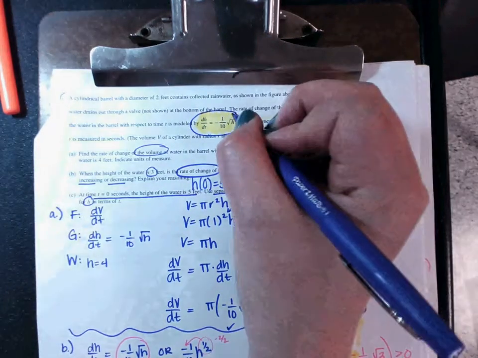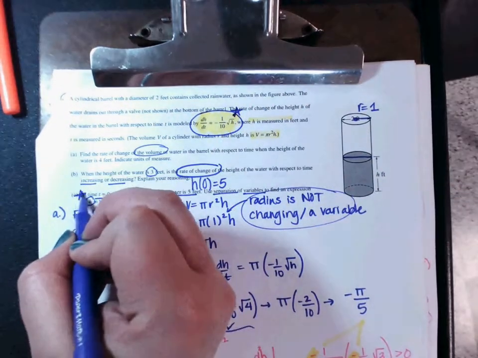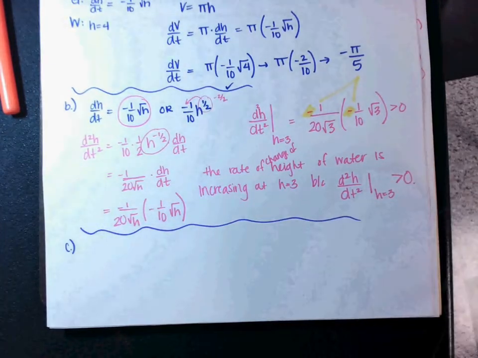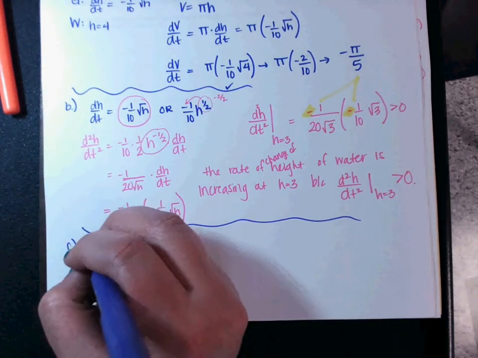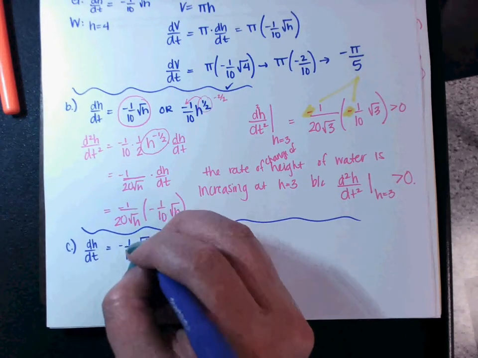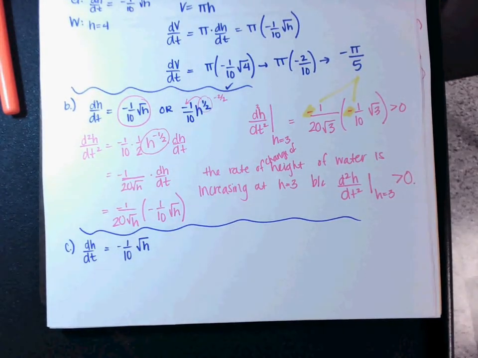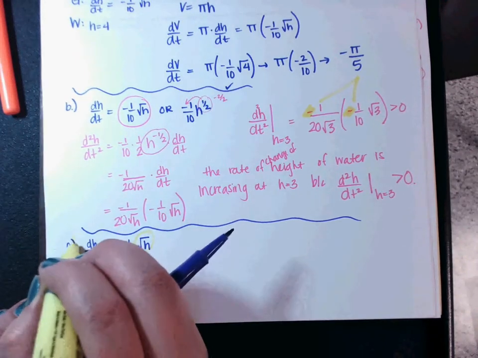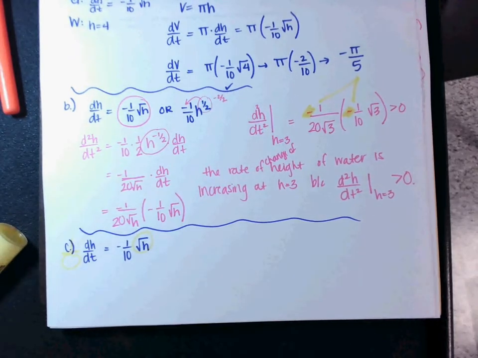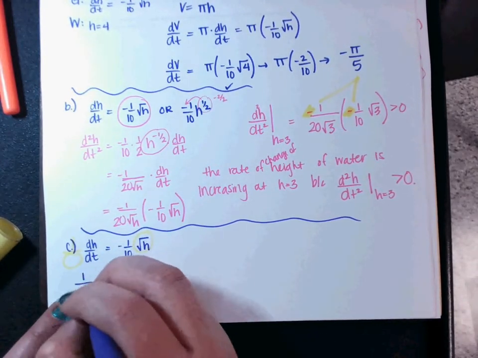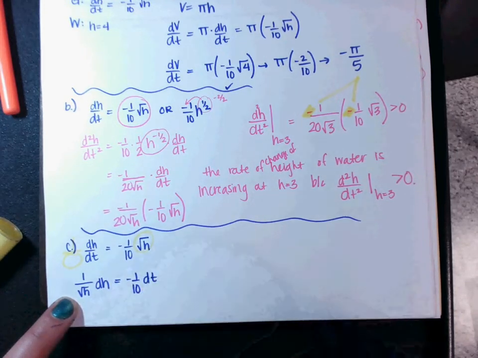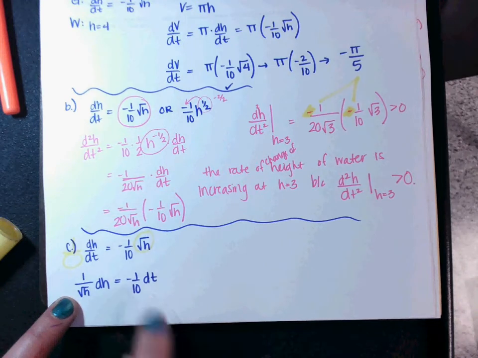If I have dh dt and I want h, I'm taking an antiderivative. They even gave you a hint as well that you had to separate your variables. So hopefully you've remembered to do that. So the first thing that you would do is your square root h would have to move to the other side, which means that it's going to have to end up down here on the bottom. So I'd have 1 over root h dh equals negative a tenth dt. So I'm moving the h over, but I'm leaving the tenth where it's at.